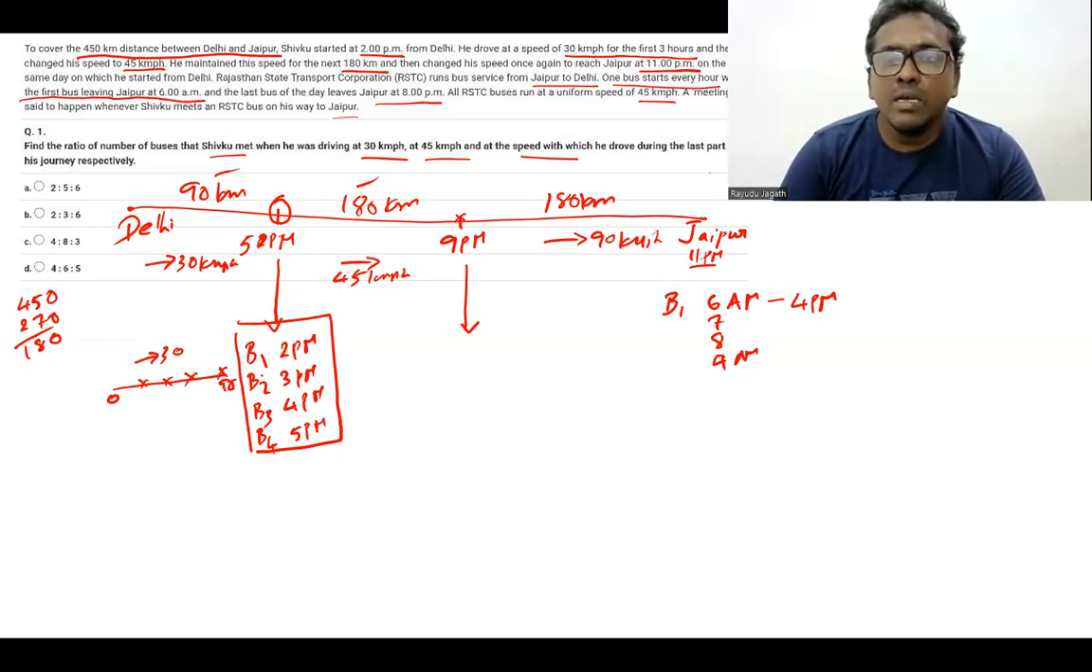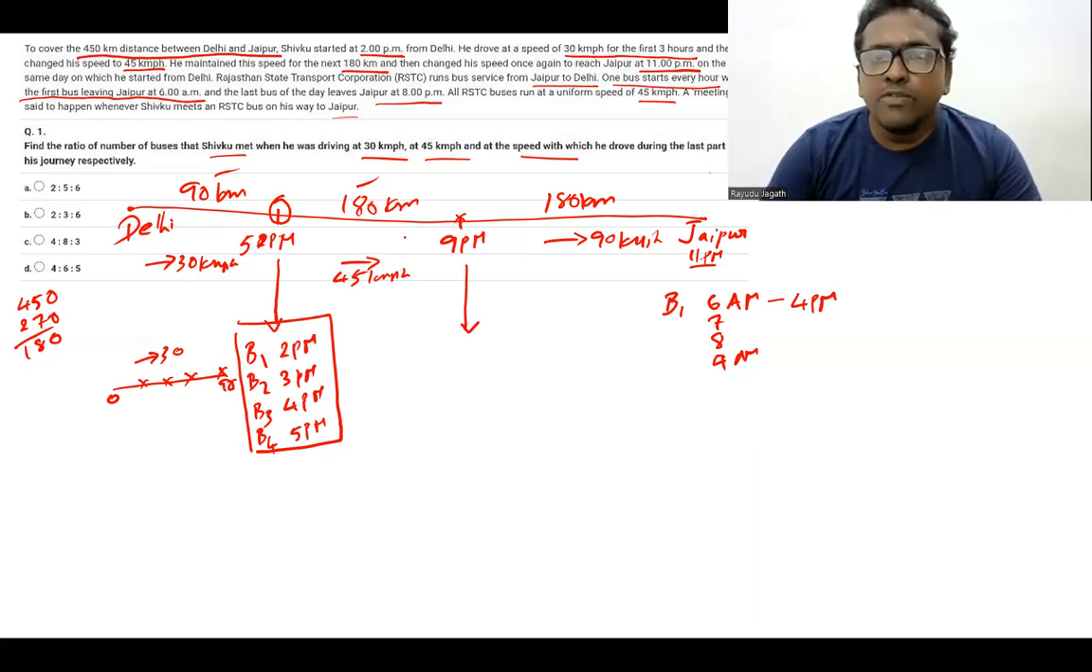Shiva meets bus 4 at 5 p.m. exactly at the 90-kilometer point. So before that time, he will meet B1, B2, B3 during the journey 0 to 90. So between 0 and the 90-kilometer point, Shiva, moving with a speed of 30 kilometers per hour, met four buses, B1 to B4. Now Shiva is at 270.